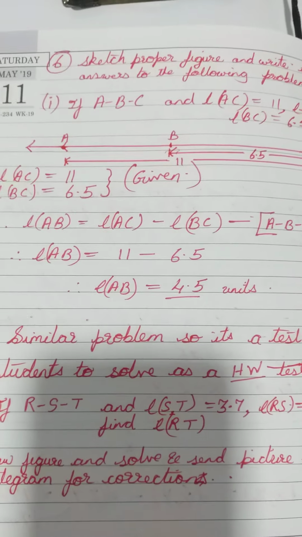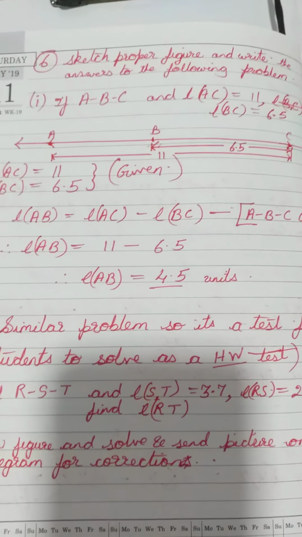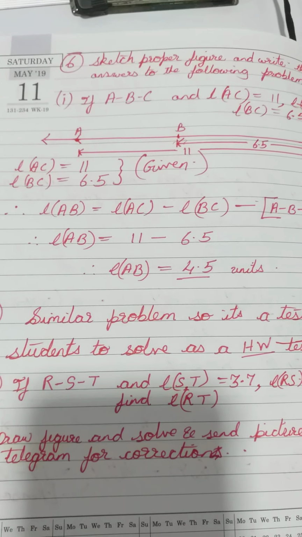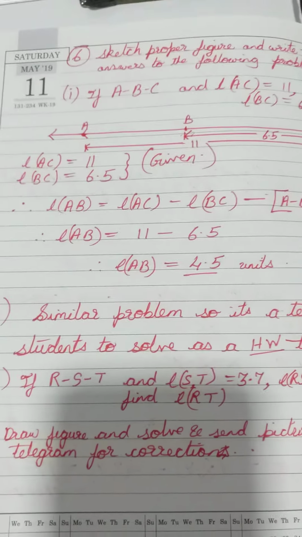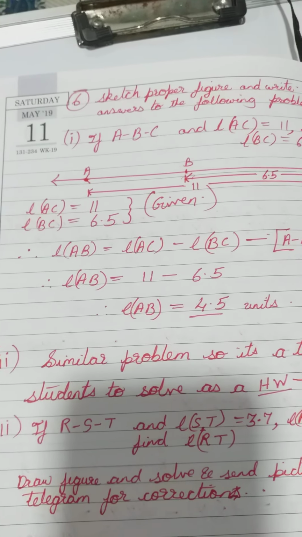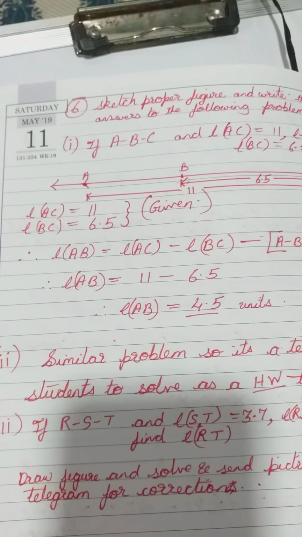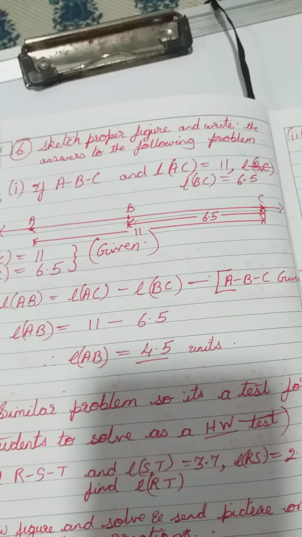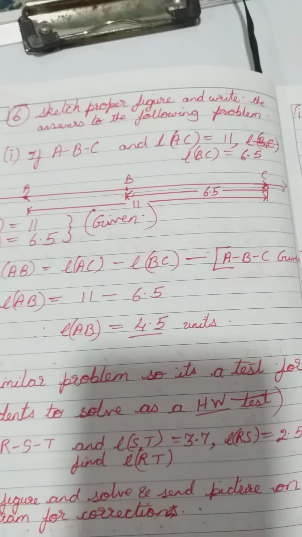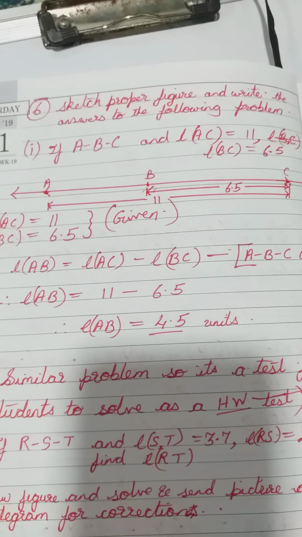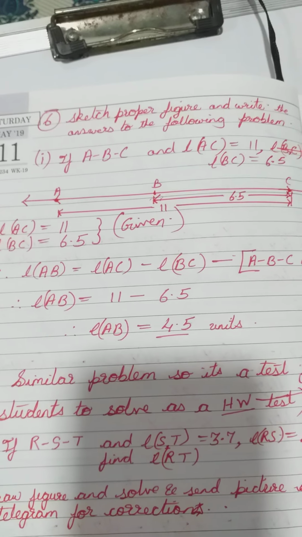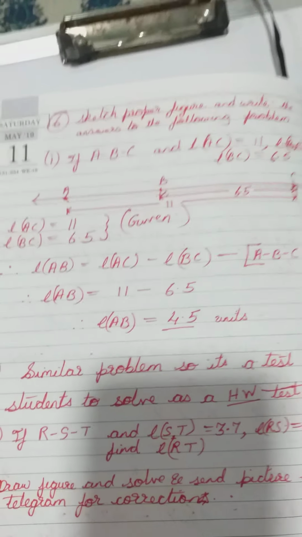Okay, now problem number 6. Here you have to draw a figure and write the answer of the following. Now here they have said if B is between A and C and length of AC is equal to 11 and length of BC is equal to 6.5. So we have to draw a figure. I have made a figure here. You have to draw it with pencil. Line A, B, C, where B is between A and C.